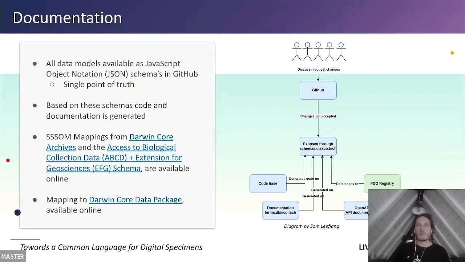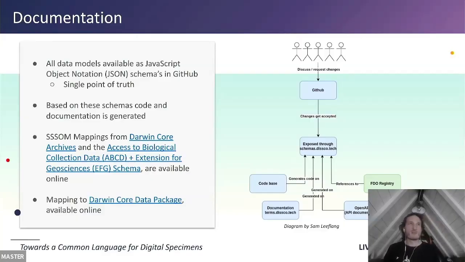This is also where we generate our documentation pages, terms.disco.tech, and our OpenAPI or API documentation. We have already had others using these schemas to generate their code as well. And if they do, we know for certain that we're interoperable and don't run into any issues. So that's our single point of truth.